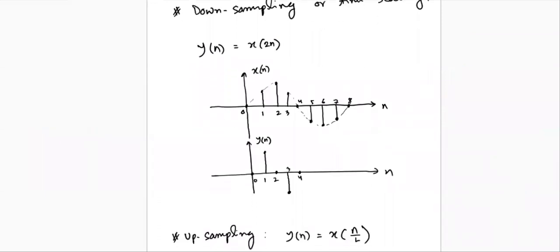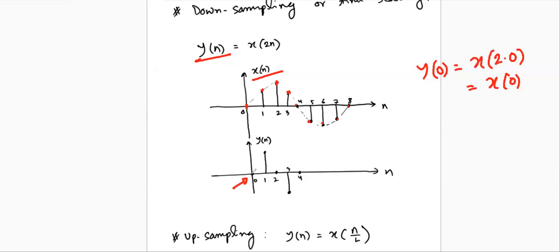Let's take a simple example. We have these samples, a number of samples, and this is our x[n]. Now we need to draw the y[n], so take one by one. Let's take y[0]. We are searching for what should be the value at this location. y[0] is equal to x[2 times 0], so of course x[0]. So it will be the same value as at the center. What is x[0]? That was 0, given in this diagram.